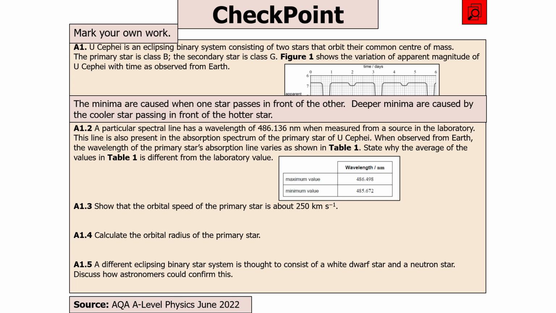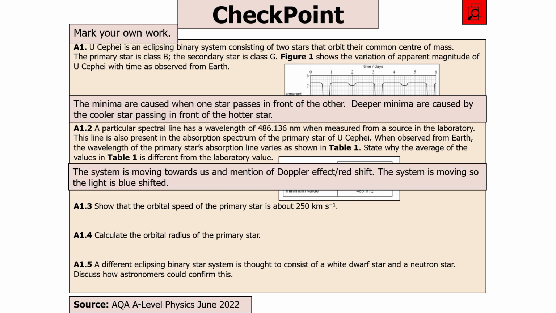In this next question, we can say why the average is different from the lab value. The system is moving towards us, so you've got the blueshift. But the system is also moving away, so our light is going to be redshifted. So the value is not going to be the same as the average.